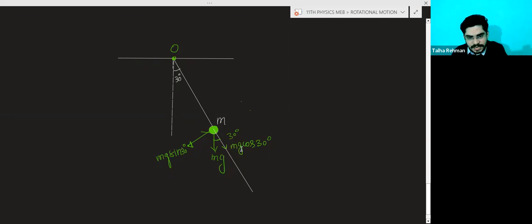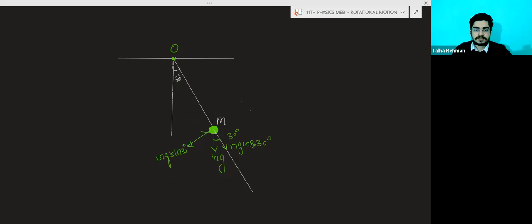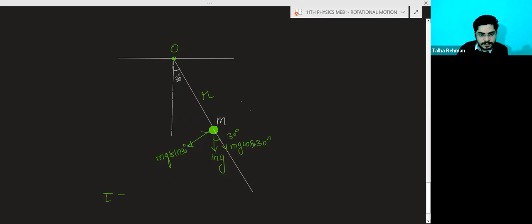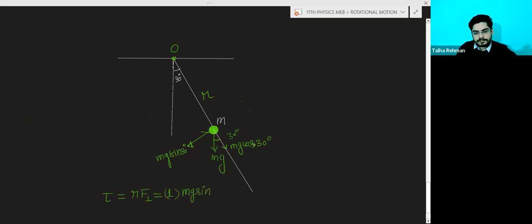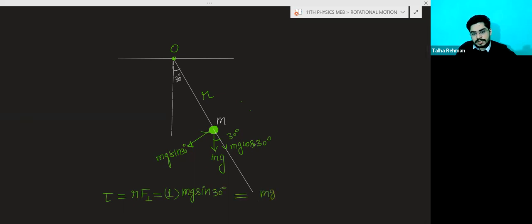This mg sine 30 is along this line, and this line is passing from the axis. So the torque due to this mg cos 30 will be 0. Now you can write this is your r, and this is your force perpendicular. So you can apply here r into force perpendicular. What is r? r is 1 meter. What is force perpendicular? mg sine 30. So again you will get mg by 2 as your answer.